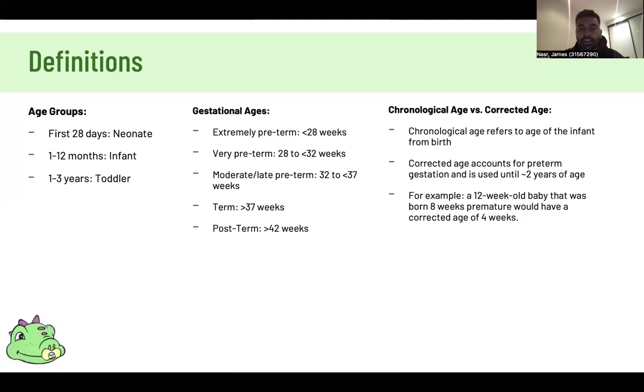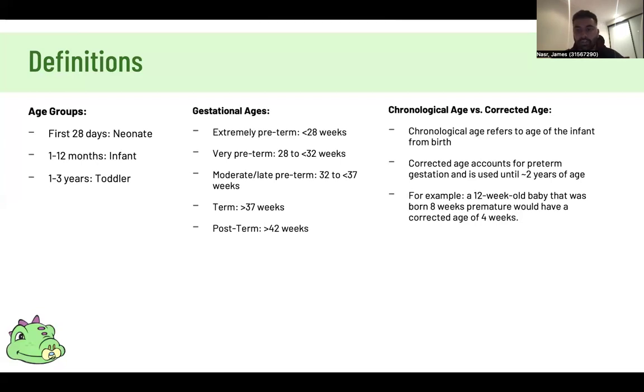The other thing to know would be chronological age versus corrected age. Chronological age just refers to the age of the infant from birth. So however many weeks they are from birth is how old they are. Whereas corrected age accounts for the preterm gestation. So that's very useful for babies that are born a bit premature.